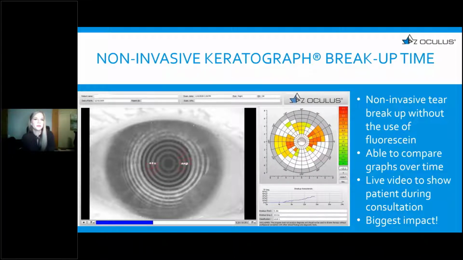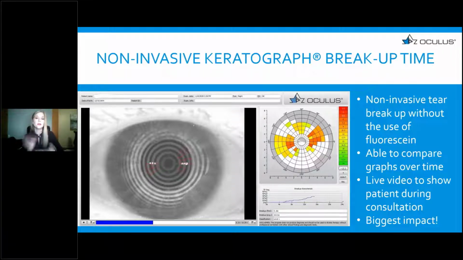The next test that you do is that non-invasive breakup time. So this is my biggest impact map that I can do. So what it does is the patient blinks a couple times and then they open their eye and they basically have a staring contest with the machine. Okay, so while they're staring and holding their eye open, it's going to start to highlight areas that break up. So just like if you're instilling fluorescein in the slit lamp and watching that and counting in your head, this is actually going to map it out for you. So it maps out when the tears first break. It also maps out the average tear breakup time, okay?